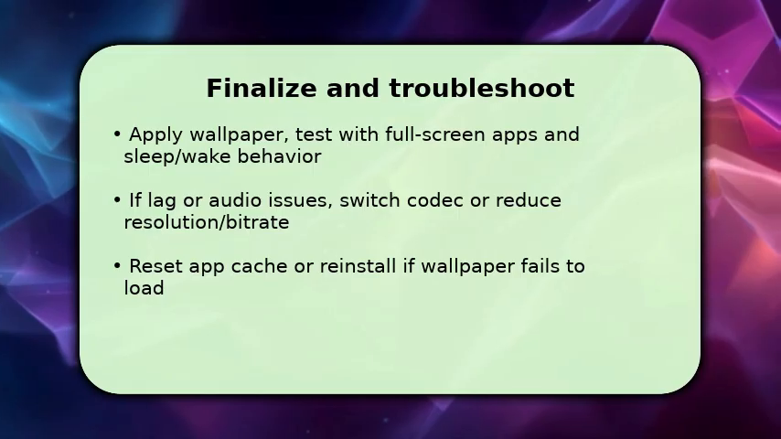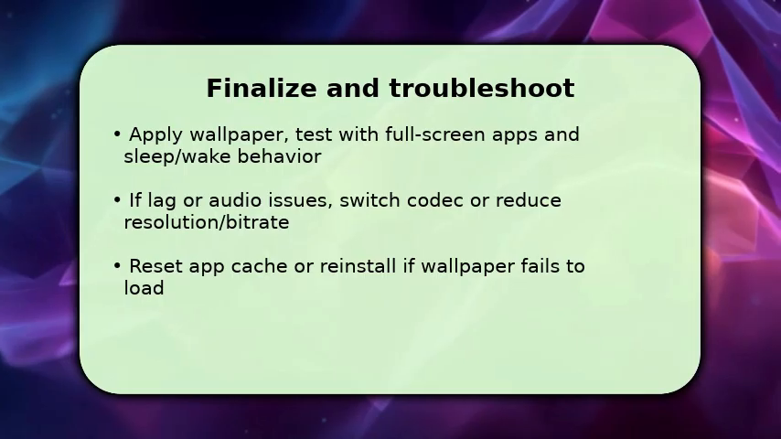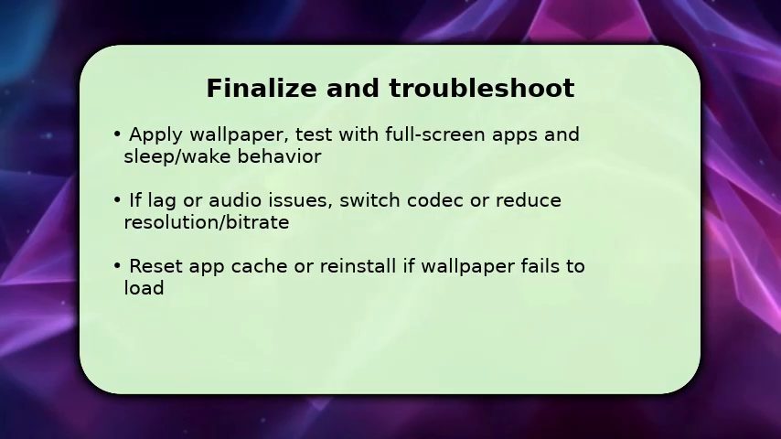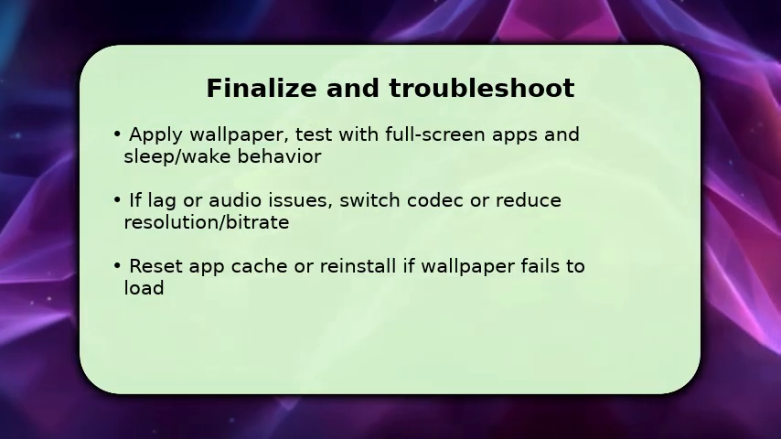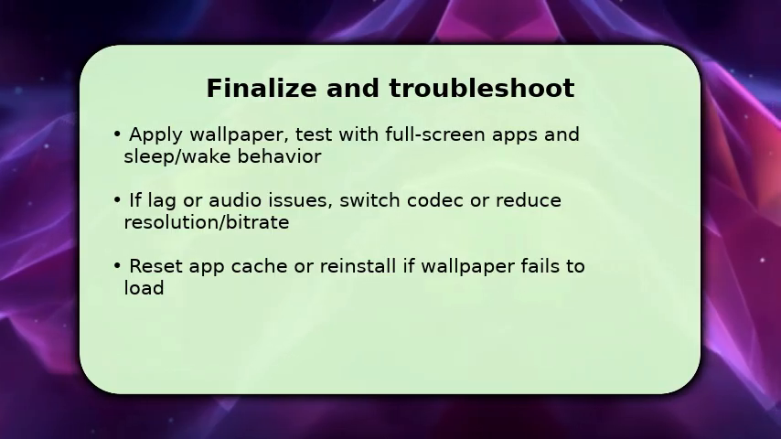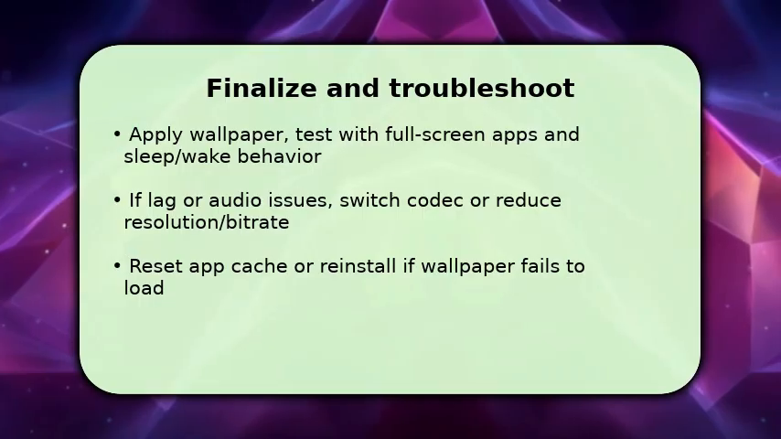If you encounter stutter or audio glitches, reduce the clip resolution or bitrate or convert to WebM with hardware-friendly codecs. This often fixes CPU spikes. If the wallpaper still won't load, clear the app cache and, if needed, reinstall the wallpaper engine. This resolves corrupted settings in most cases.